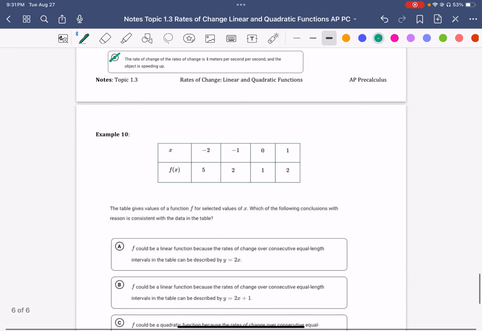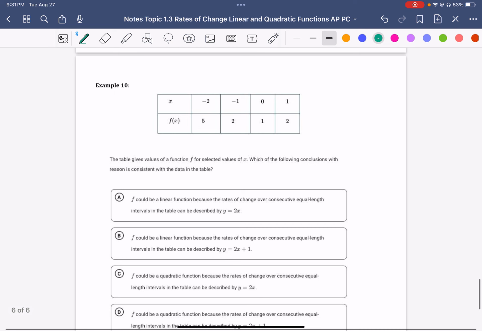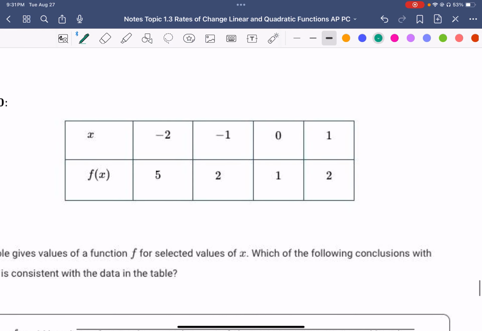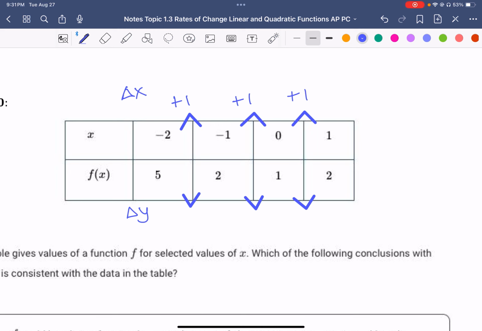Okay, we are down to the last problem, which is example 10. The table gives values of a function f for selected values of x. Which of the following conclusions with reason is consistent with the data in the table? Okay, let's find our changes in x and our changes in y. So to get over here, I'm going to add 1, add 1, add 1. Down here, I'm going to subtract 3, subtract 1, and then add 1.